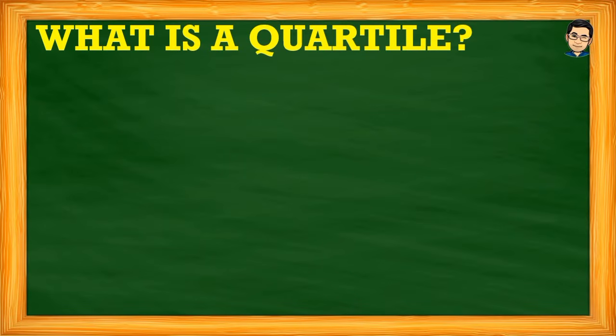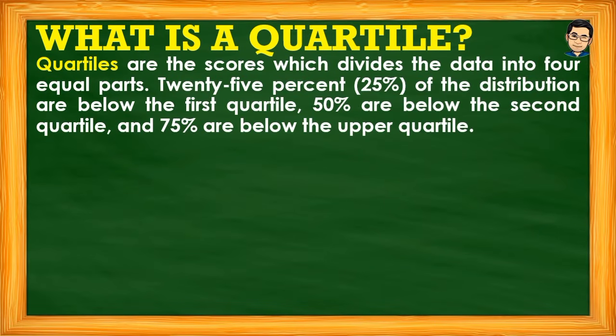So, let us have the definition of quartile. What is a quartile? Quartiles are the scores which divide the data into 4 equal parts. We have quarters, right? Our school year is divided into 4 quarters. So the scores, the data, are divided into 4 equal parts. That is what we call quartiles.